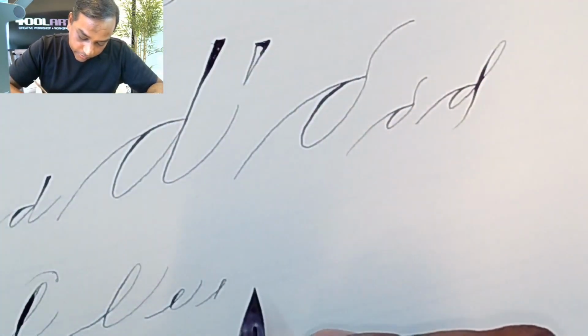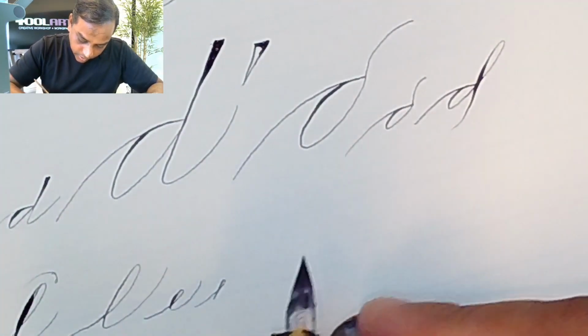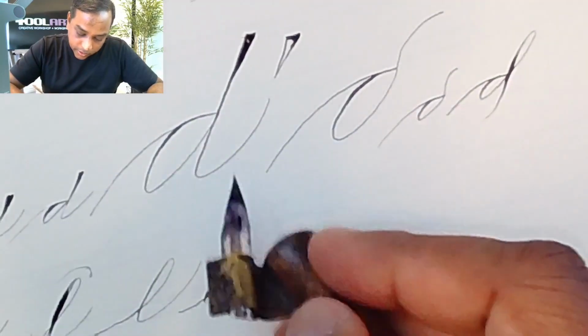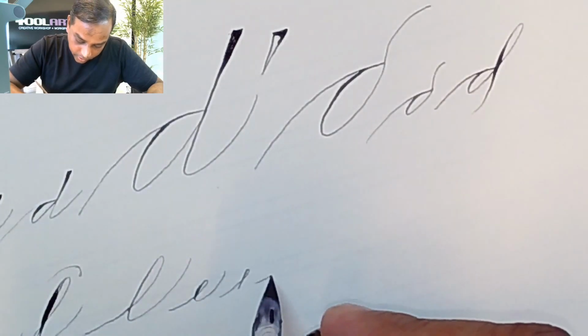I clean my nib. Letter F. There are many ways to create the letter F, but let's start with the basic one, which kind of follows the letter D, but rather than the ascender on top, we'll do it in the descender. So let's start with the simple letter F.